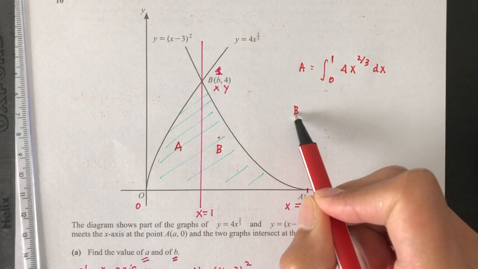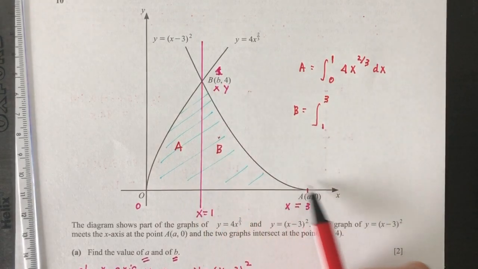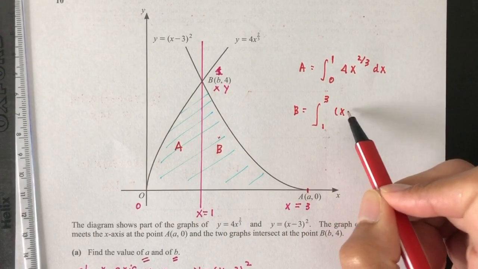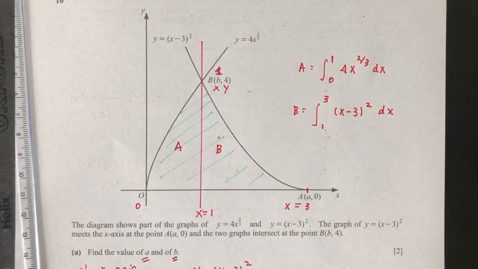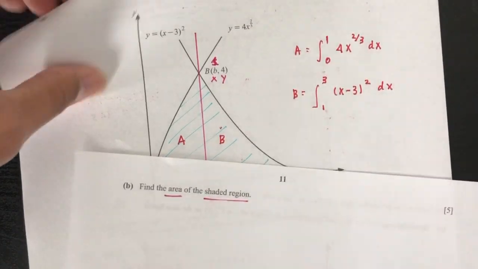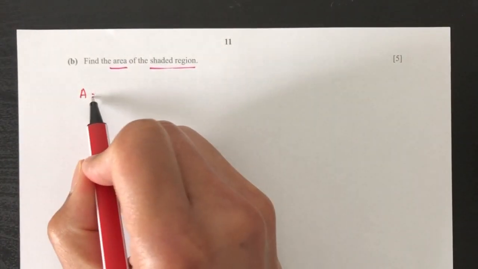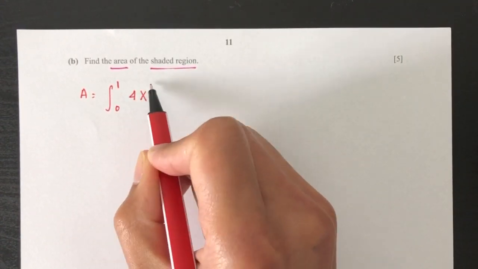Area of B will be between 3 and 1, and for this graph it will be (x minus 3) power 2 dx. So let's do that. That will be the sum of A plus B. So let's expand. For A, we will have the integral from 0 to 1 of 4x^(2/3) dx.